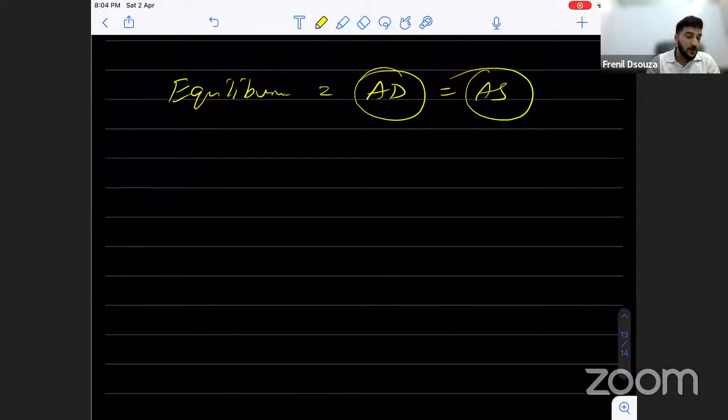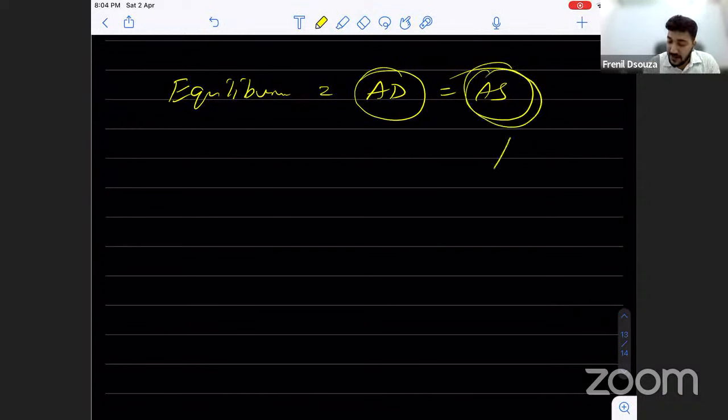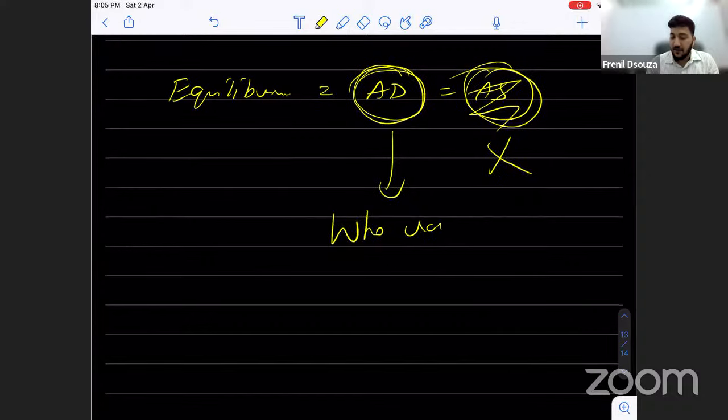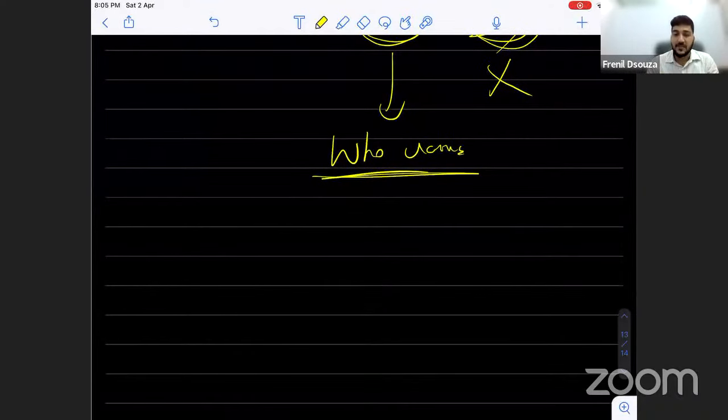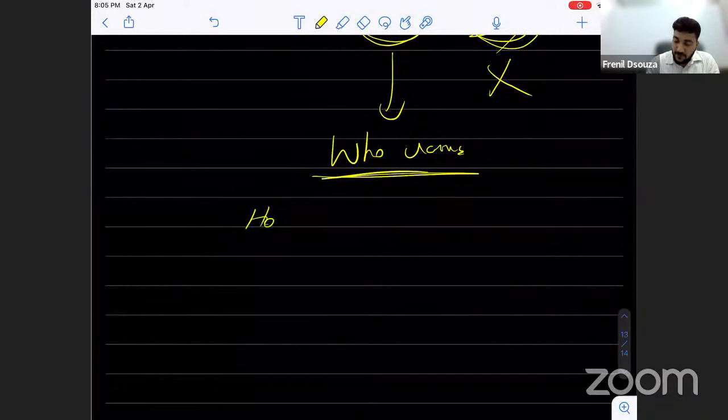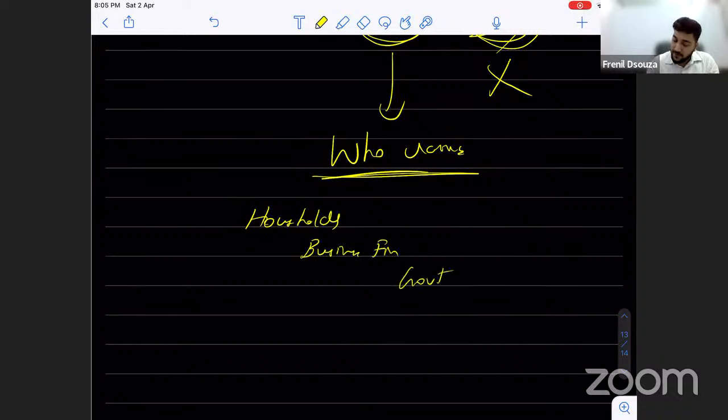But if you go through the institute textbook, you will understand that the concept of aggregate supply is completely ignored. It is not yet explained properly. Only the concentration is given on aggregate demand, how to calculate it. Who raises demand? This is the first question I would ask you. There are four different sectors which raise the demand. First one is households. Second one, business firms. Third one, government. Fourth one is foreign sector.